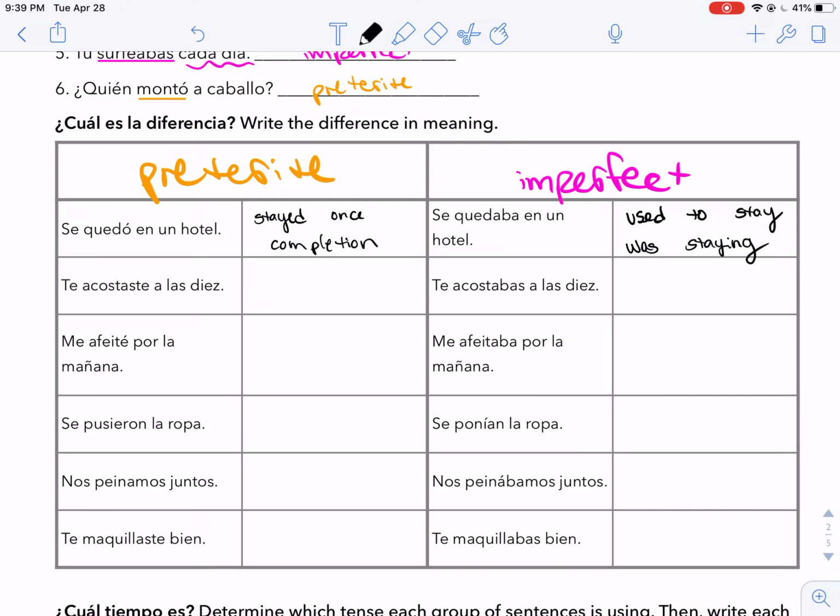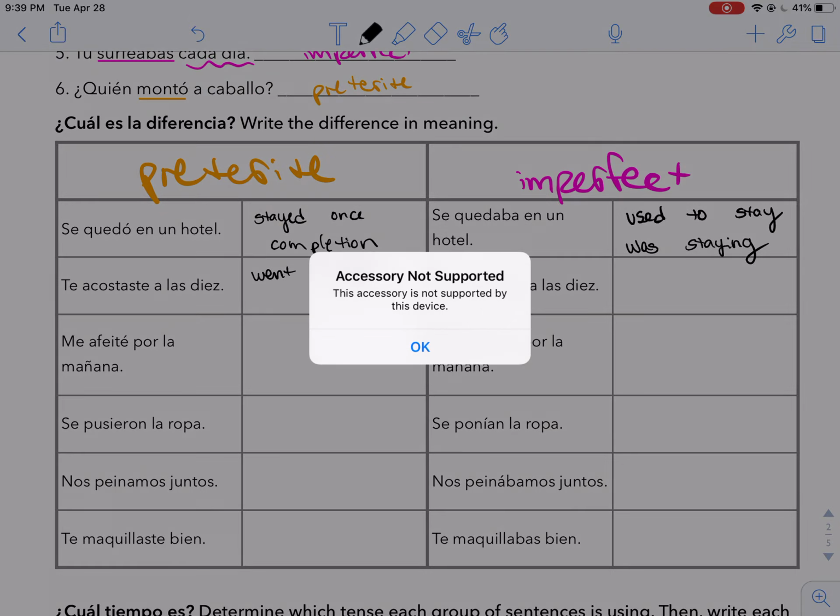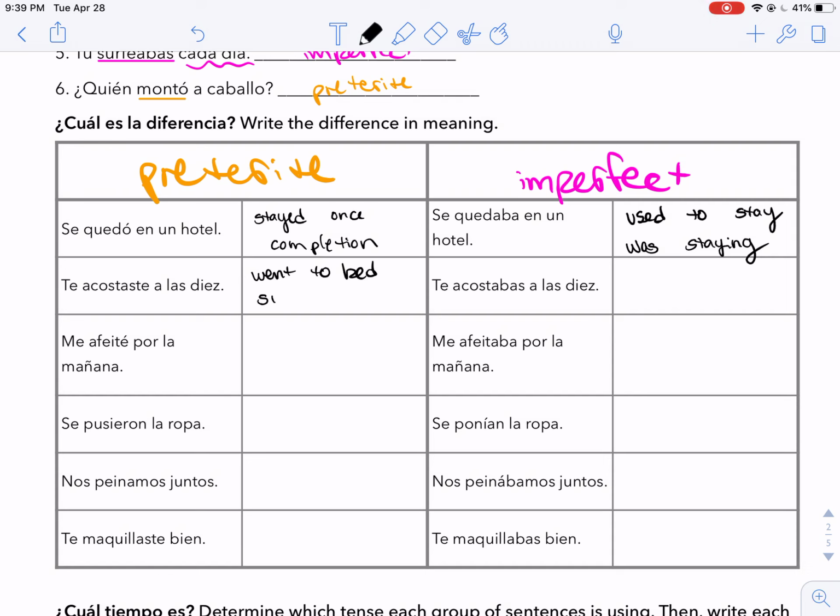Te acostaste a las 10 means you went to bed. That implies a single action. It's something you did once and it's all done. Te acostabas a las 10. That's more like a you usually went to bed at 10. Maybe it was a habit.